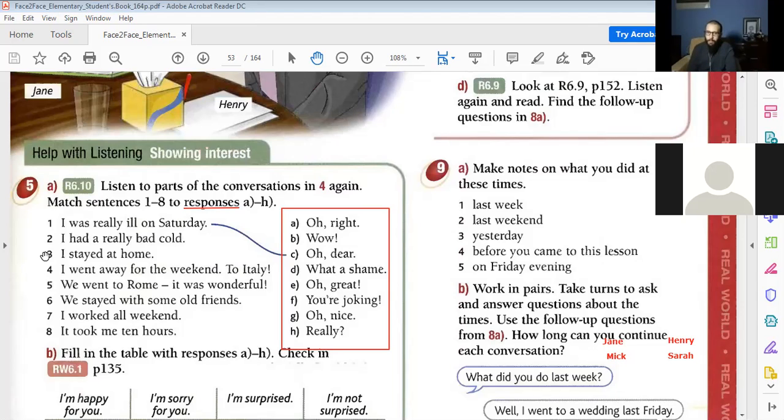So for example, here, number 1, Henry said, I was really ill on Saturday. So what did Jane say? She said, Oh dear. Oh dear. What does this mean? Oh dear. Yes, but it has another meaning. Like, I'm sorry for you. Yes, exactly.